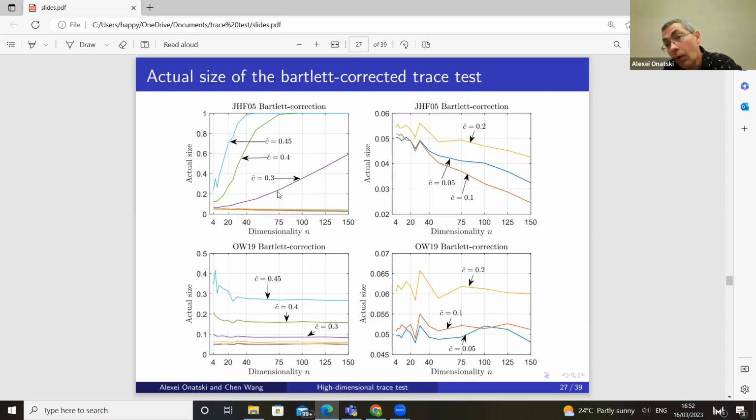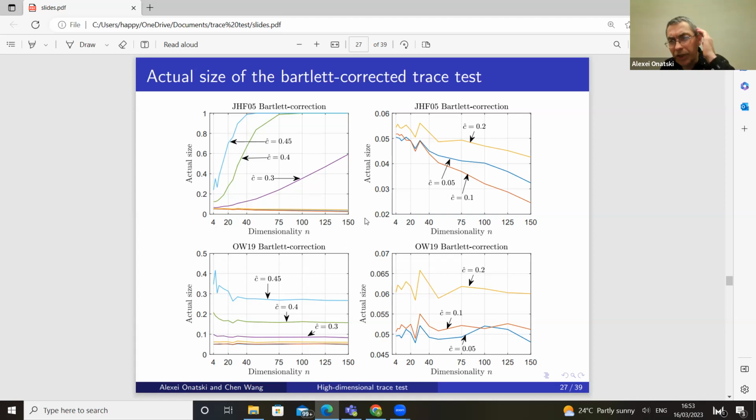But when C is smaller than that, like 0.2 and smaller, here I'm showing you a scaled version of this size, just for you to see better. Well, it starts at 0.05. It's good, but then it becomes undersized when n increases. So it just goes to 0 eventually. But for reasonable applied data, maybe when C is less than 0.2, the Bartlett corrected test is not that bad. It looks pretty good in terms of size.